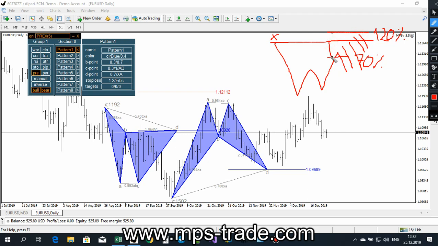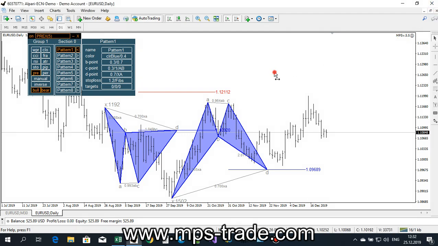So this zone is wider because statistically reversal takes place before touching the X point than after touching this. That's why the zone is wider. I made it wider. Okay, what else? Well, nothing else.